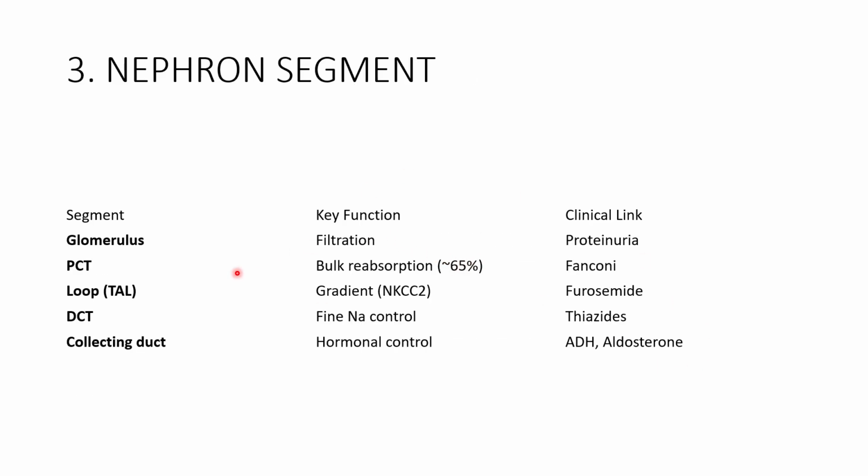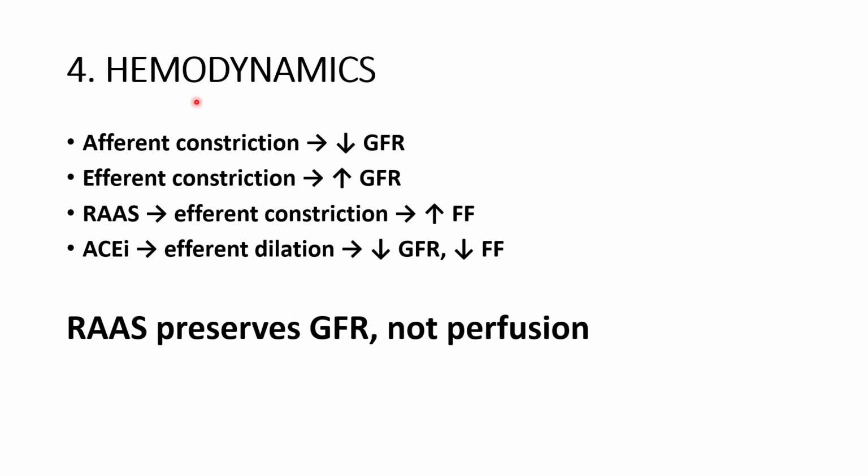Role of segments: glomerulus is the filtration part, PCT causes bulk reabsorption, loop forms gradient, DCT causes fine sodium, potassium, and hydrogen control, and collecting duct is the site where ADH acts. Hemodynamics: afferent constriction will lead to decrease in GFR, efferent constriction will lead to increase in GFR initially, later it can lead to increased oncotic pressure inside the capillaries, which can decrease GFR.